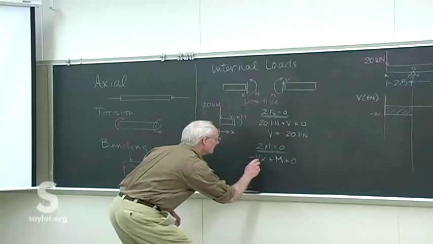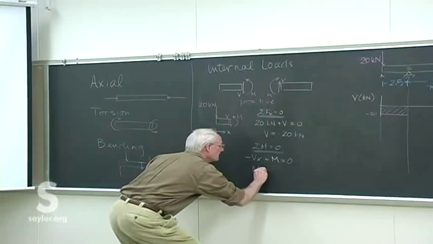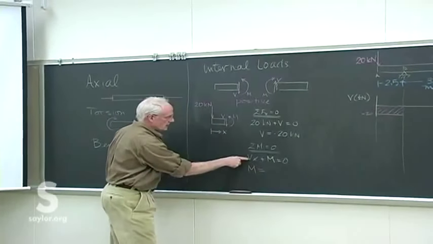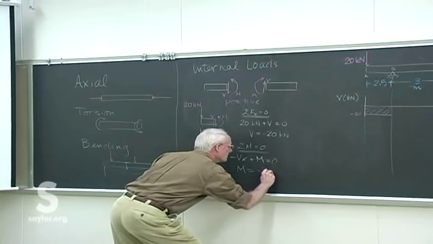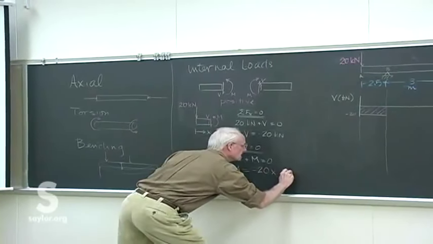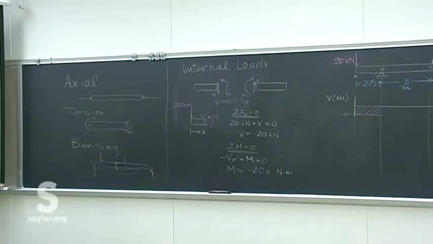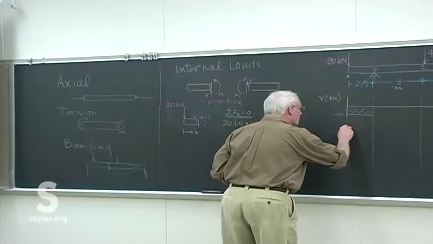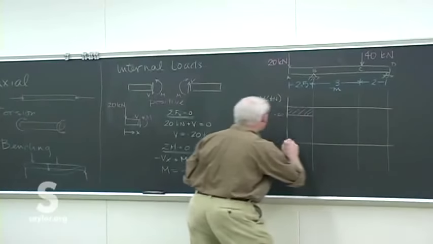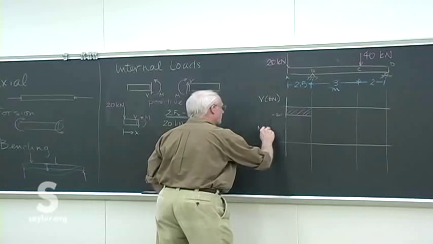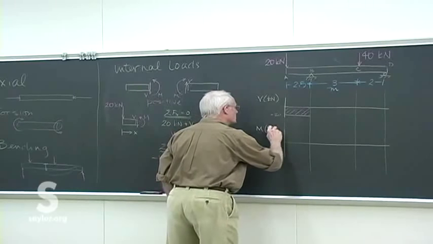All right, so V we know to be -20. So when we put in the -20, we get 2 minuses. When we move it over to the other side, we get M equals -20x kilonewton meters. And then that's, if you remember, what we graph on the moment diagram.